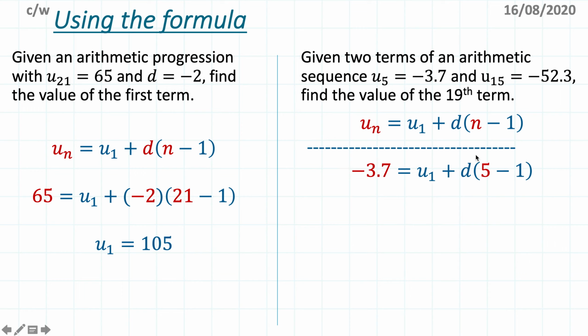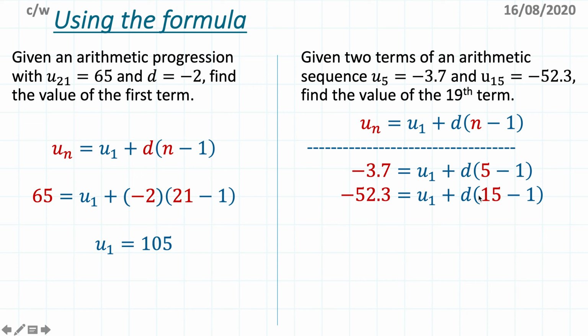So what we're going to do is write equations in terms of each. Just as we did here, we're going to do it with u5. So this is -3.7, and it's the fifth position. Remember, these two will match. And we're going to do the same thing with 15. This is -52.3, and the position is 15. Now, what we have here is a simultaneous equation, and you can simplify this. 5 minus 1 is 4, so you're going to end up with 4d. 15 minus 1 is 14, so you're going to end up with 14d. And then use simultaneous equations to solve this.